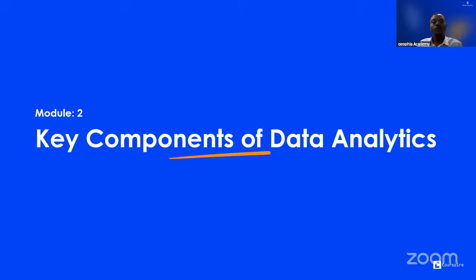So to do this, we are going to ask the question, where do data come from? But before that, what are the key components of data analytics? Data analytics is a multi-step process that involves collecting, processing, analyzing, and visualization of data to extract valuable insights. Each component plays a critical role in ensuring that the data used for decision-making is accurate, relevant, and actionable.